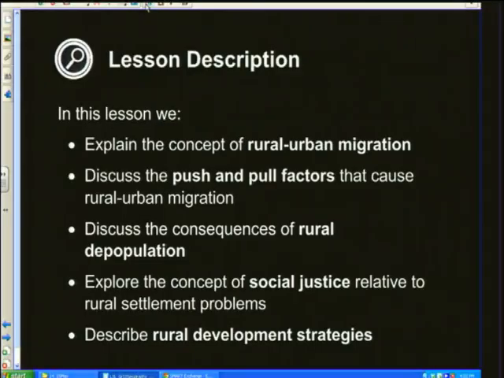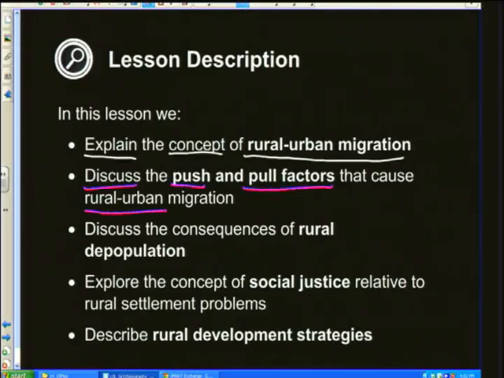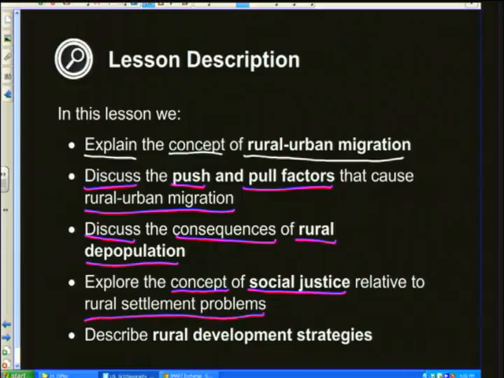In this lesson today, we're going to explain the concept of rural-urban migration. We're going to discuss the push and pull factors that cause rural-urban migration. We're also going to discuss the consequences of rural depopulation. We're going to explore the concept of social justice relative to rural settlement problems. And lastly, today we're going to describe rural development strategies.